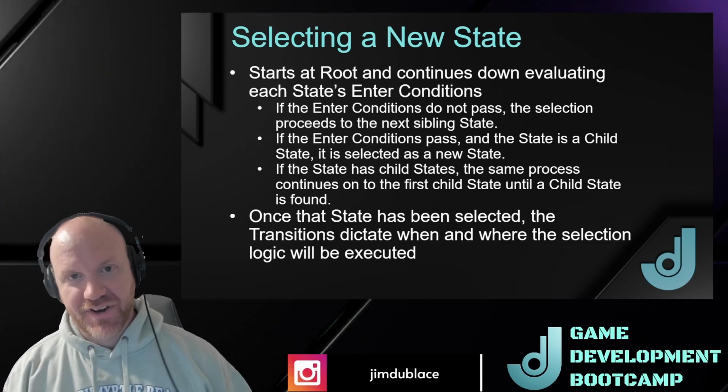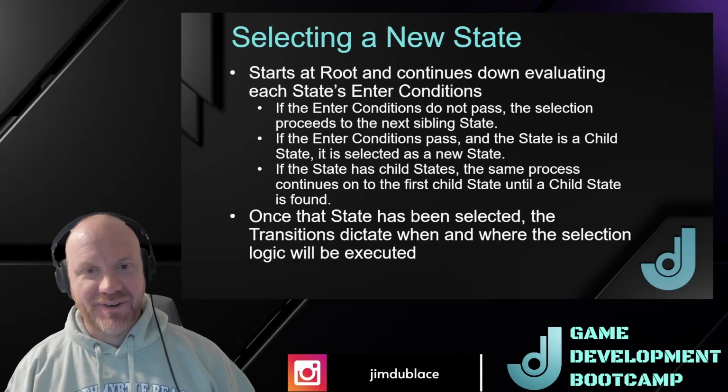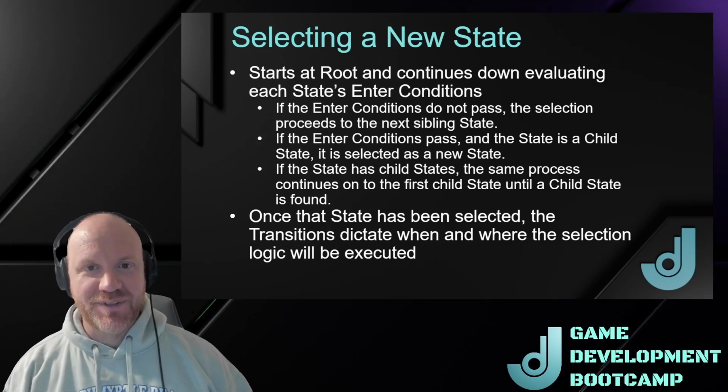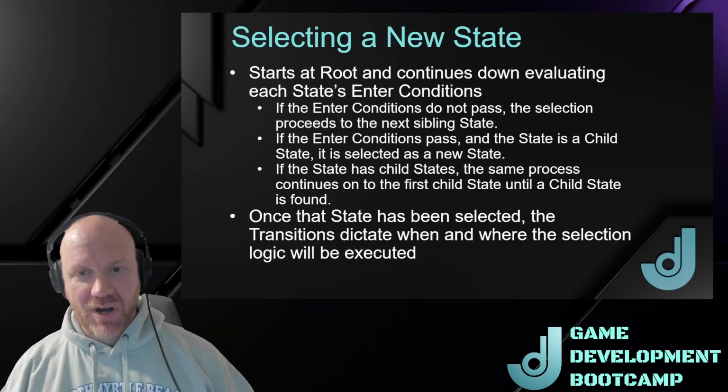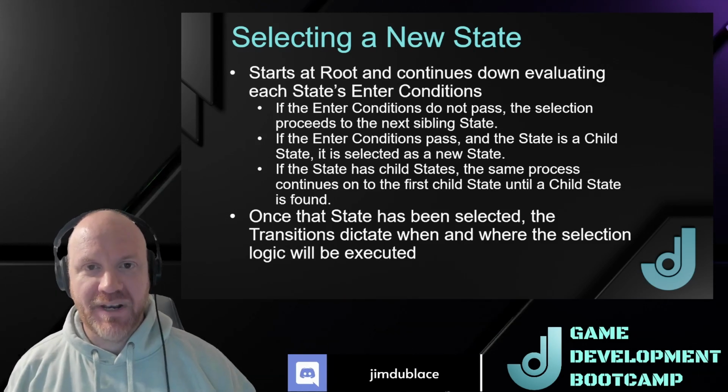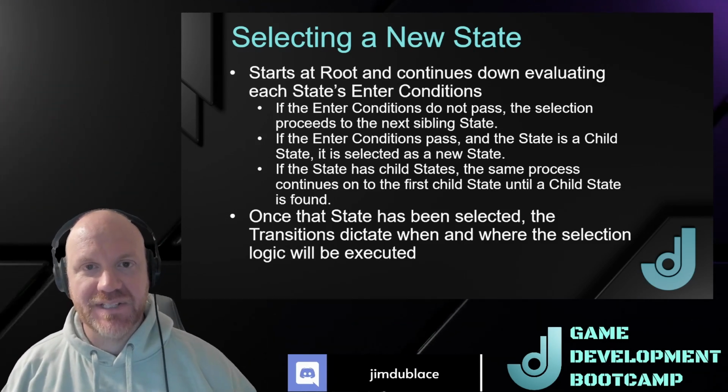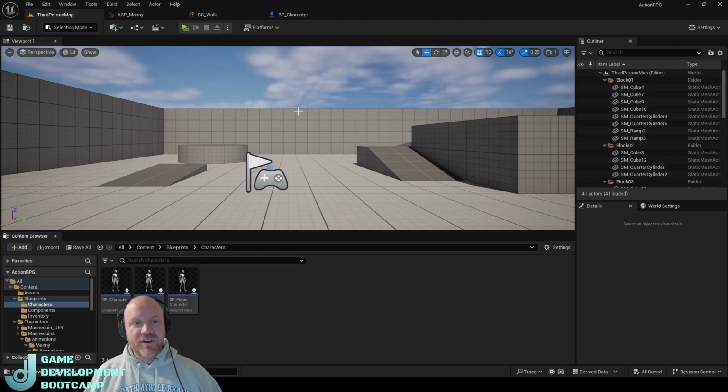So this is straight from the documentation. It might sound a little bit confusing, a lot of words in there about states and children, but we're going to break this down and we're going to implement it into our game to make a basic enemy AI. So here I am back in my project.